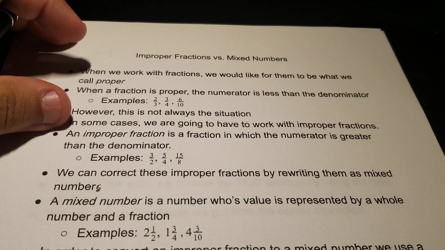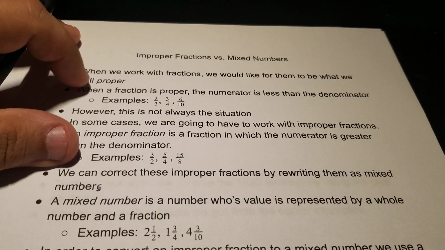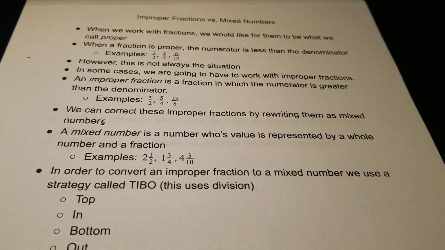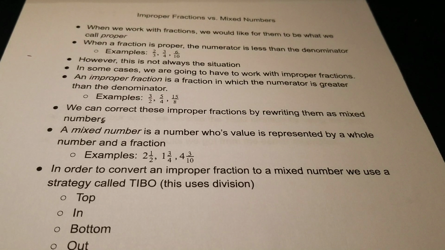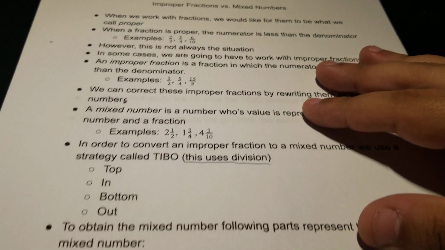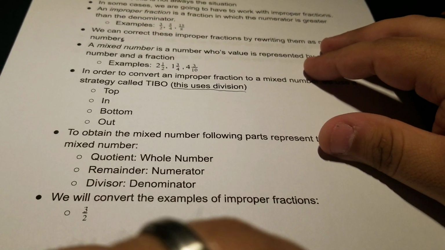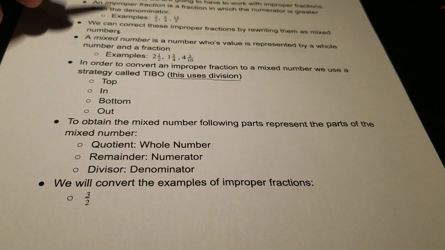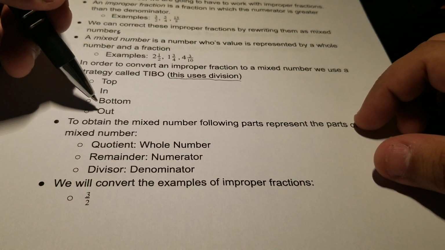A mixed number is a number whose value is represented by a whole number and a fraction. A couple of examples are 2 1/2, 1 3/4, and 4 3/10. In order to convert an improper fraction to a mixed number, we use a strategy called Tebow. This uses division. So, like I told the kids earlier in the year, division is going to come back one way or another. Now, Tebow is basically an acronym that stands for top in, bottom out.